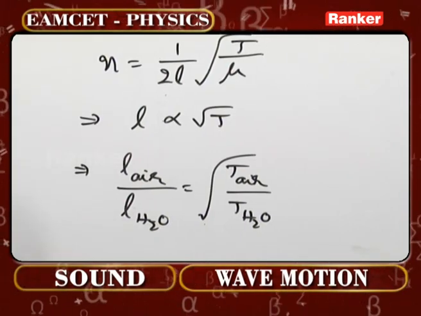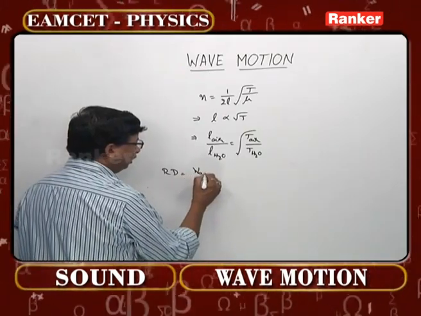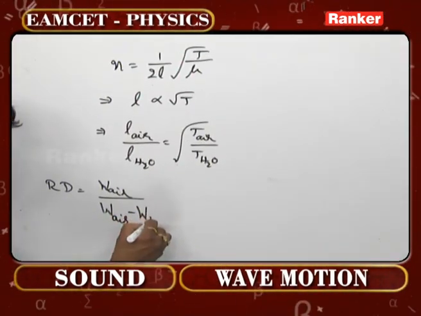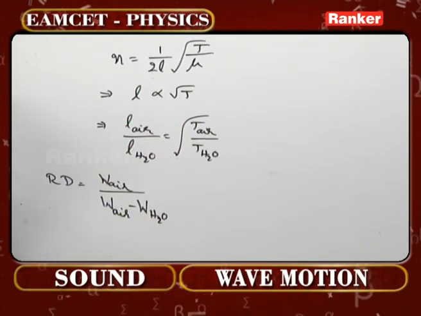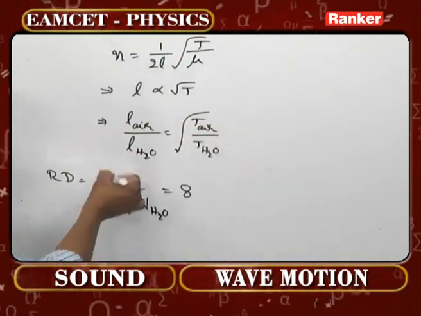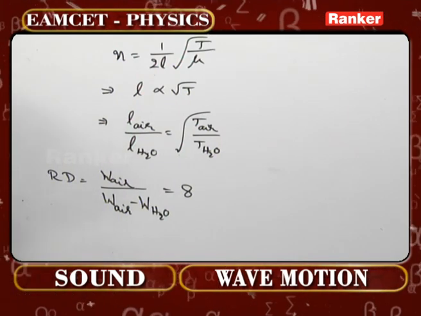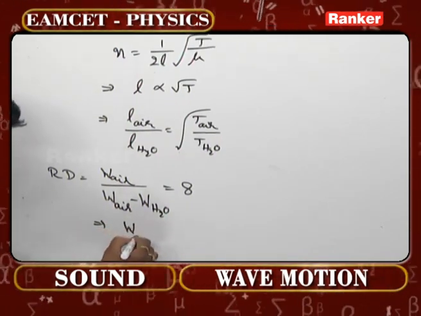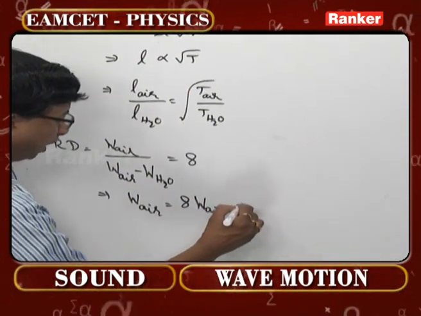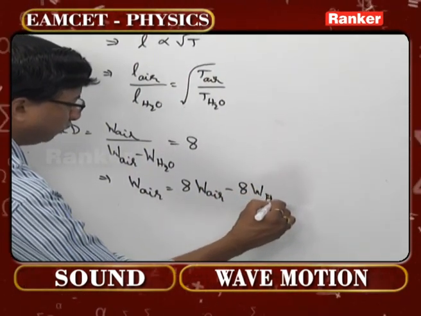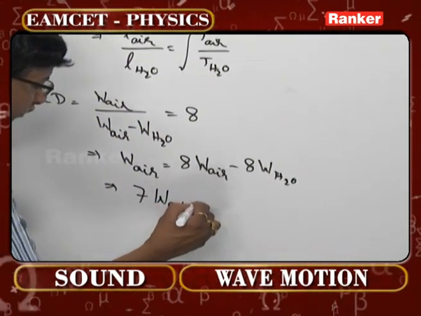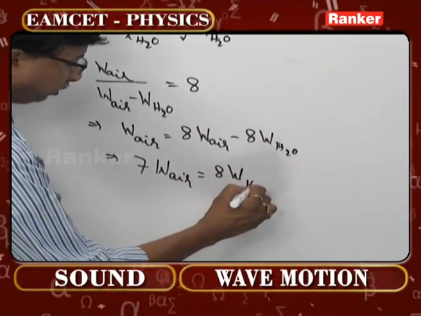Just look at it carefully. Relative density is nothing other than weight in air by weight lost in water. What is weight lost in water? In other words, weight in air minus weight in water. This value is given as 8. But be careful, weight and tension are exactly one and the same in this particular case. Therefore, if you cross multiply, W in air is 8 times the weight in air minus 8 times the weight in water. That is actually the equation. So you can even write 7 times the weight in air is equal to 8 times the weight in water.